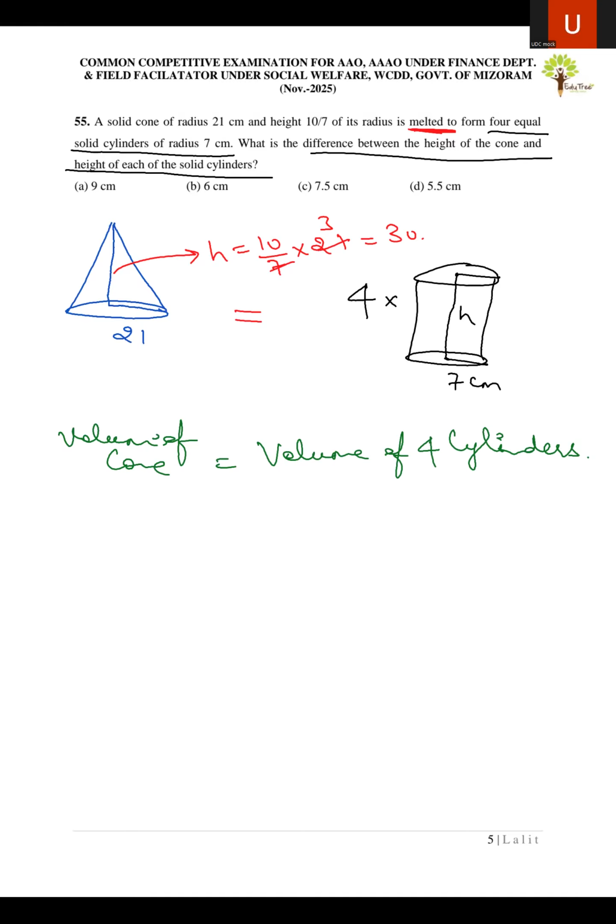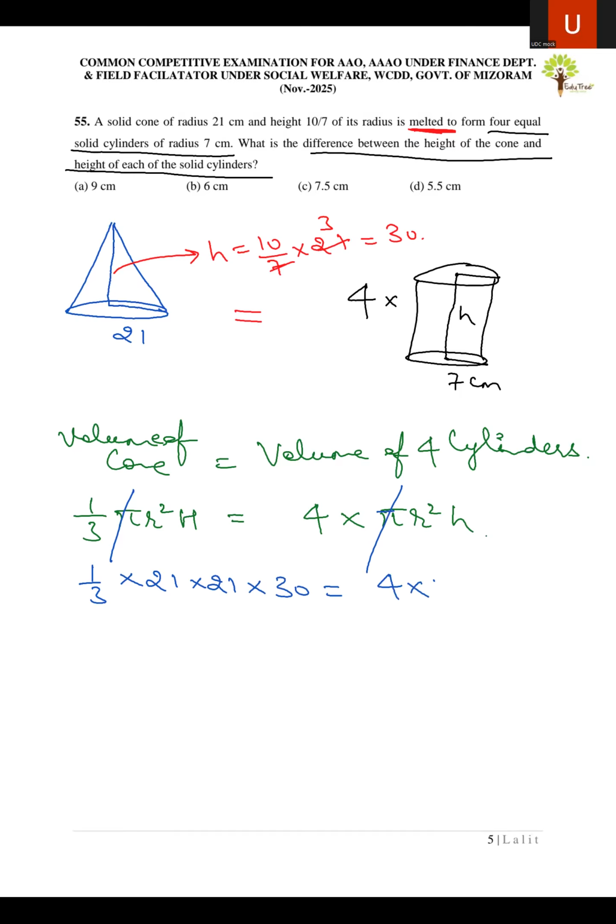So volume of cone is 1 by 3 pi r square h, equals 4 multiplied by volume of cylinder, which is pi r square h. Now you don't put the values of pi here. We can just simply cancel them, since both of these are common. So this is 1 by 3, r is 21 multiplied by 21 and height is 30. That is 4 multiply, radius of cylinder is 7 multiply h. So we can just simply find h from here.